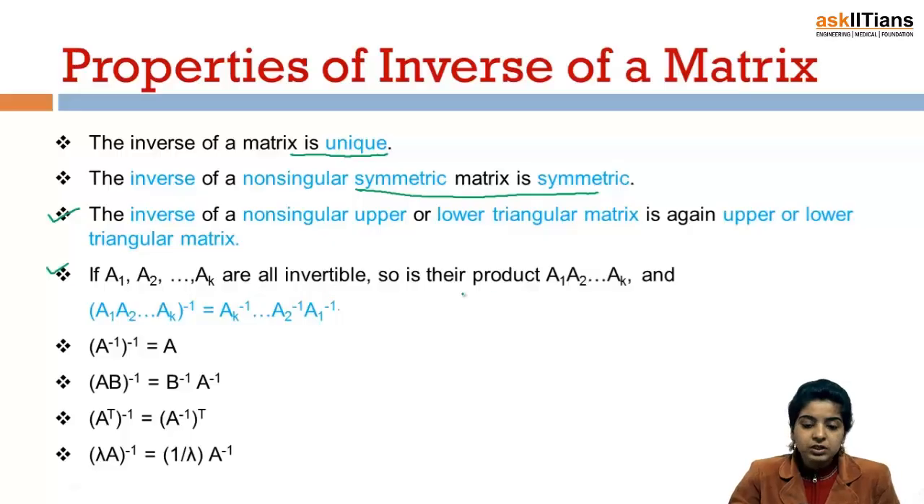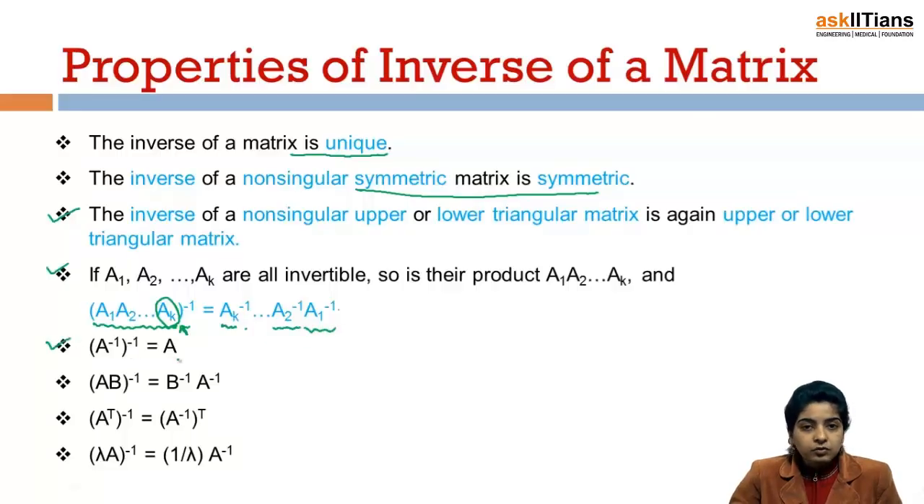They possess their inverses. Then so will the product A1, A2, ..., AK, and in that case the inverse of the product A1 A2 ... AK would be equal to AK inverse, so on, A2 inverse, A1 inverse. What does that mean? If you multiply some matrices and find the inverse of the product, then the order gets reversed. Just note here: first you will have the last matrix, AK inverse, AK minus 1 inverse, so on, A2 inverse and A1 inverse.